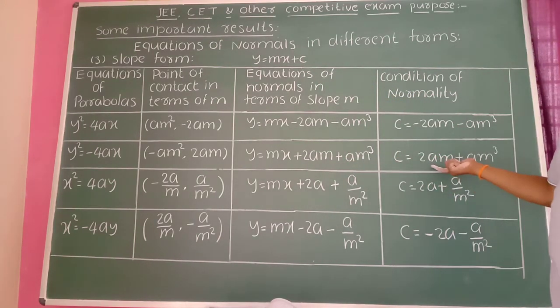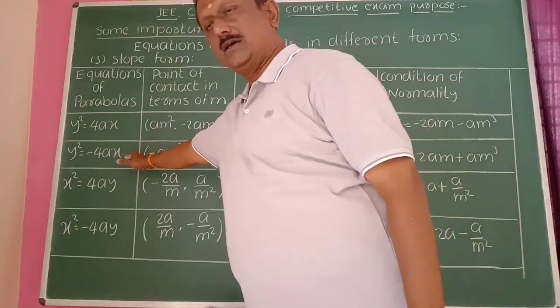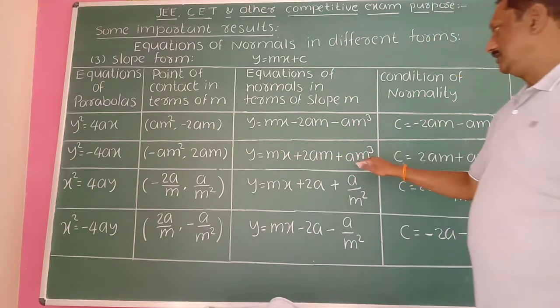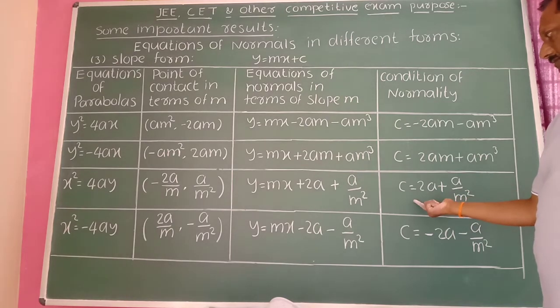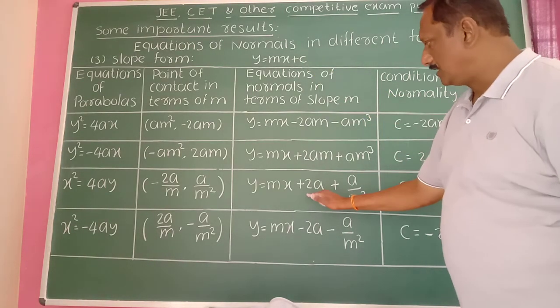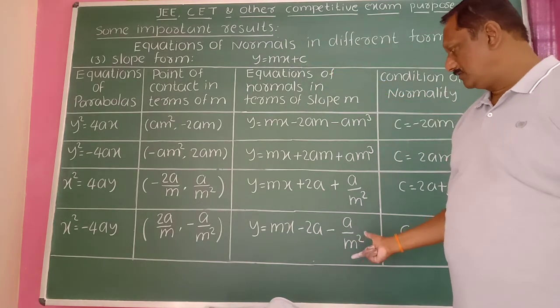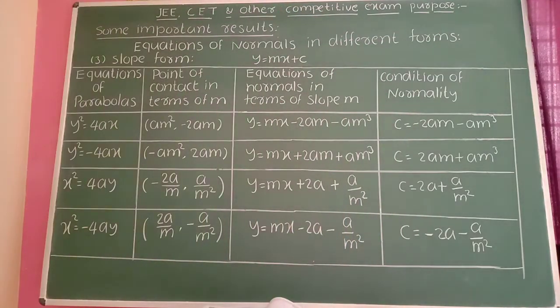Similarly, this is the condition of normality. If this condition is satisfied, then this line is normal to this parabola. If we replace this c, we get the equation of normal. Similarly, this is the condition, so using that c, we get the equation of normal. Again, this is the condition for normality. Then replacing the c, we get the equation of normal. So these are all the equations of normal in slope form.